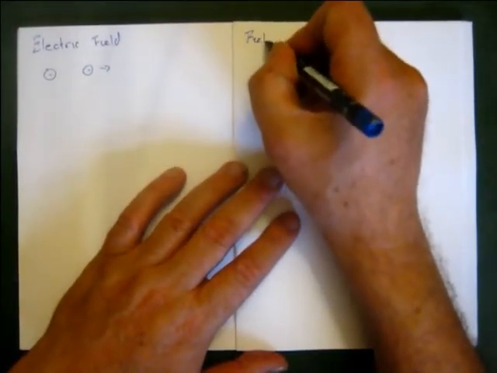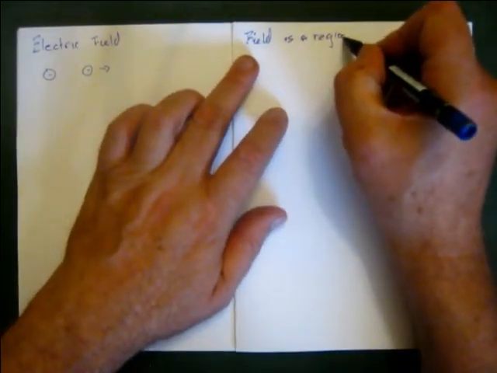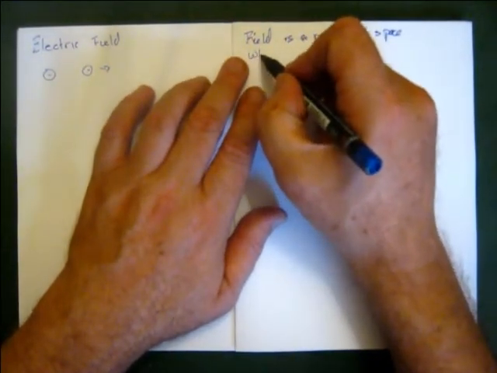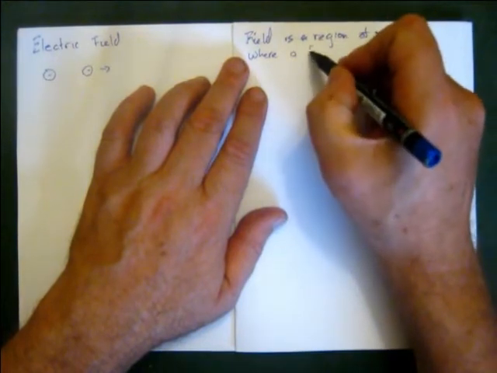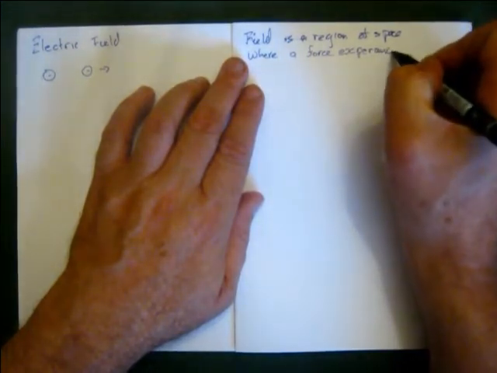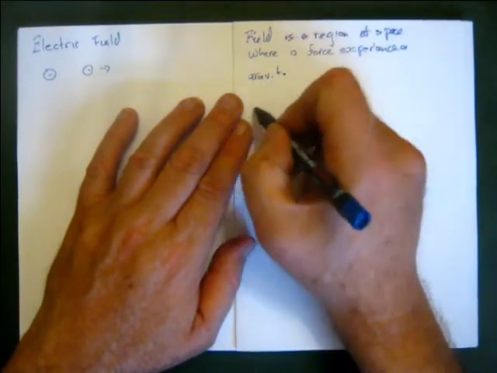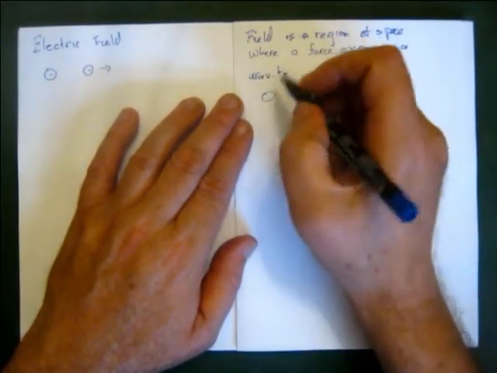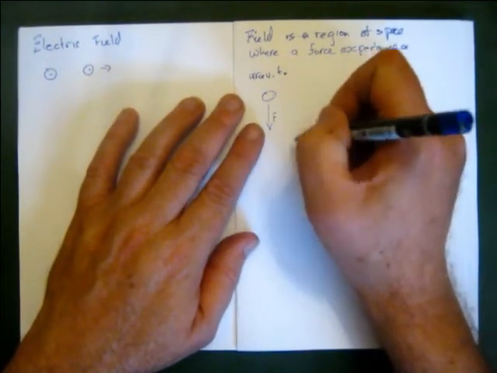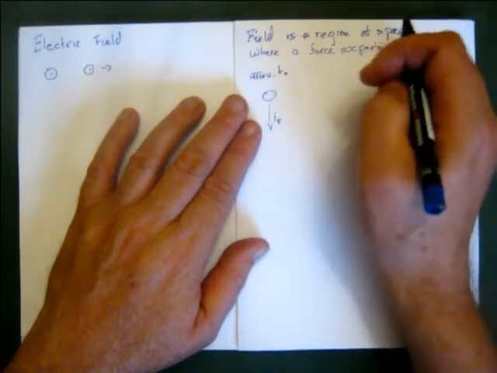In physics, a field is a region of space where a force is experienced. The classic one we're all used to is a gravitational field. If I have a rock or a pen and I let it go, it will experience gravity and accelerate down, the force due to gravity. Because there's gravity pulling that rock down, we say it's in a gravitational field.